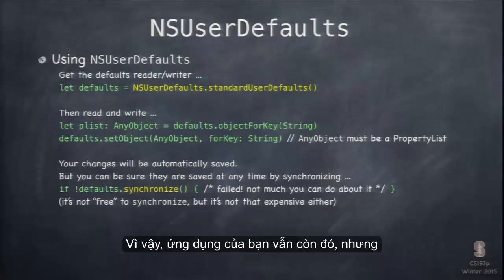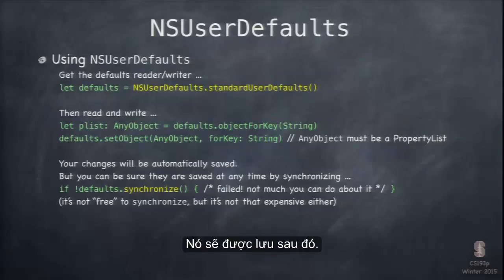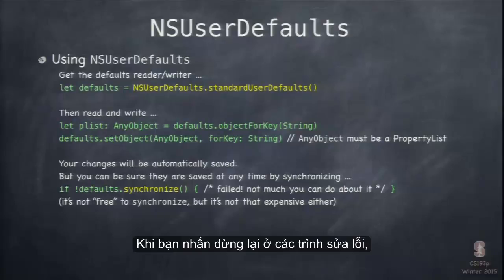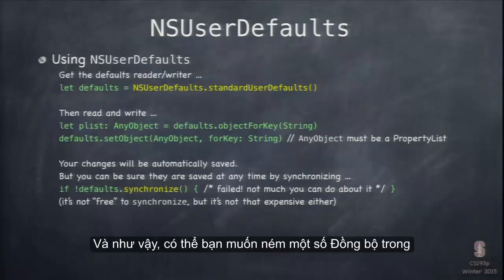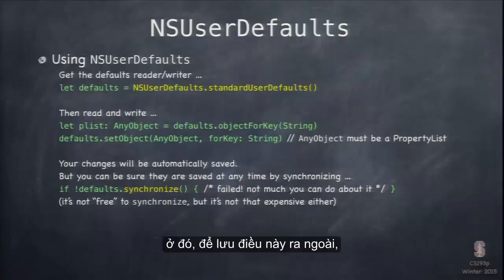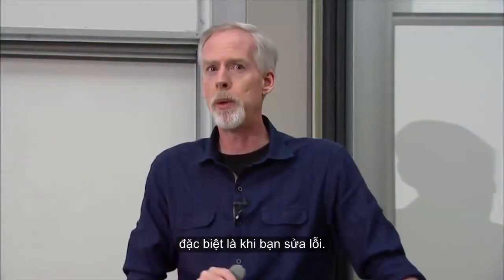Happen. So your app is still there, but it's switched to the background. It'll save then. So it won't always save when you want, and especially when you're debugging, okay? When you hit stop in the debugger, it doesn't save, okay? And so you probably want to throw some synchronizes in there to save this thing out, especially when you're debugging.